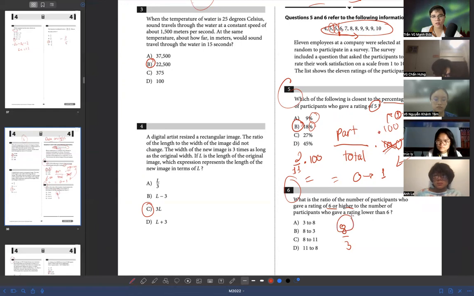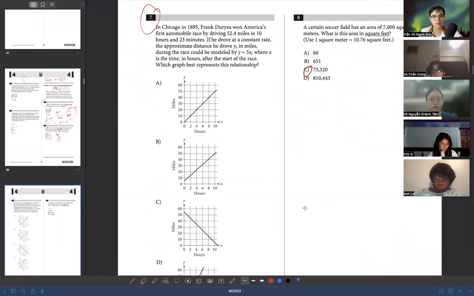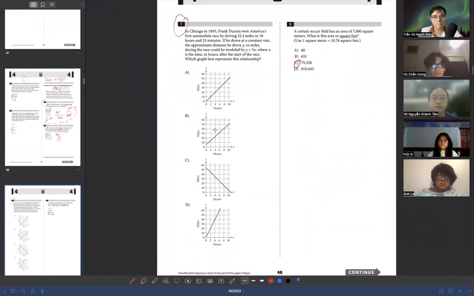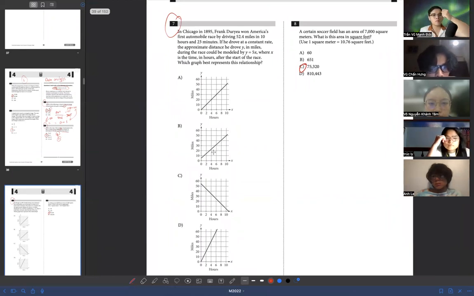Correct. 8 to 3. Remember, the number before the word to is the number on the numerator, and after the word to is the number down below, which is on the denominator. So this is 3, the number of participants lower than 6, so that is 1, 2, 3, 3 exactly. It's B. All right. Moving on to question 7. Can you do question 7 for me, Hung? Yes, I will need a minute, please. Okay.